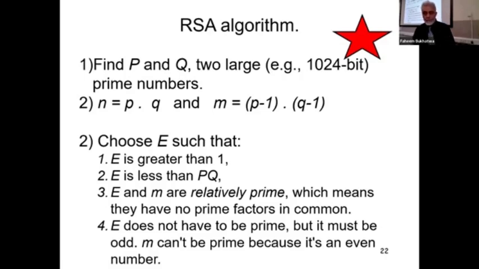So E and M have to be co-primes. E doesn't have to be prime by itself, but in relation to M, it has to be co-prime. E does not have to be prime, but it must be odd. E must be an odd number, greater than 1, less than N, and co-prime with M. So these are the conditions for E.